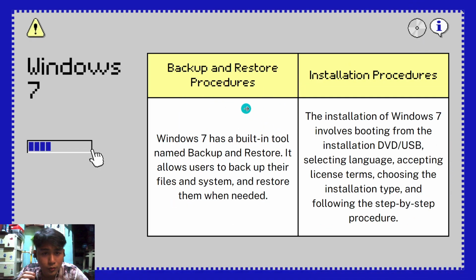For the backup and restore procedures, Windows 7 has a built-in tool named Backup and Restore. It allows users to back up their files and system and restore them when needed.